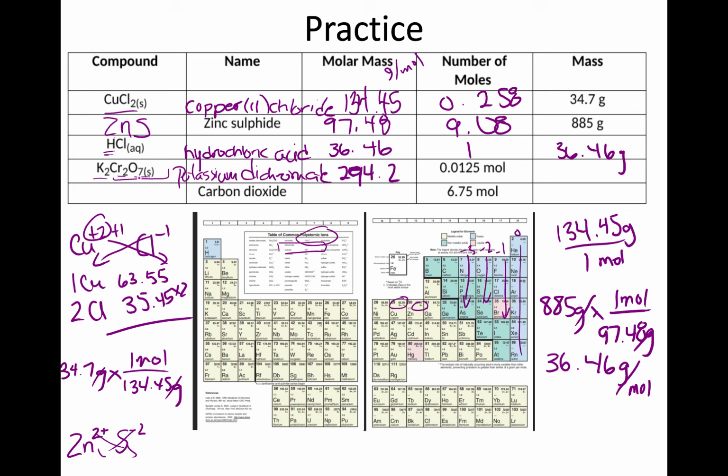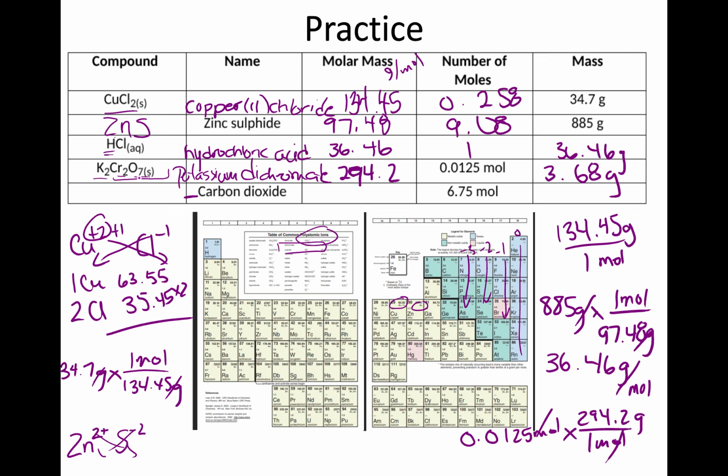So with this one, when you want to find mass, if I start with my moles, 0.0125 moles, I can multiply it by that 294.2 grams per 1 mole. So now your moles cancel. You can plug that into your calculator, and you will have, I'm just doing 3 sig digs once again, 3.68 grams. Now the last one is a molecular compound where you have 2 nonmetals, so you have carbon dioxide.